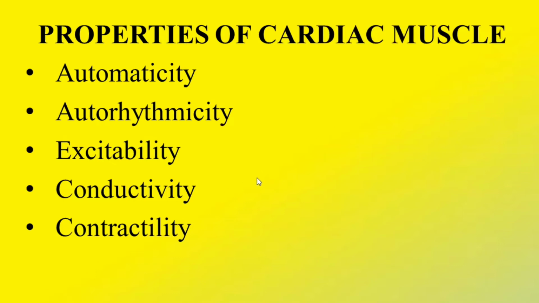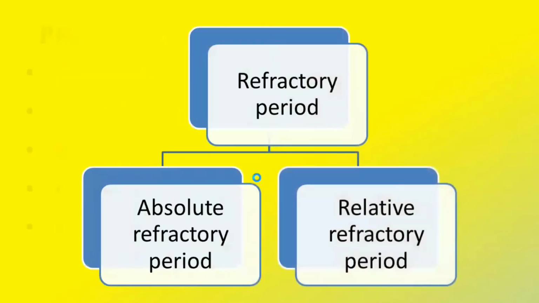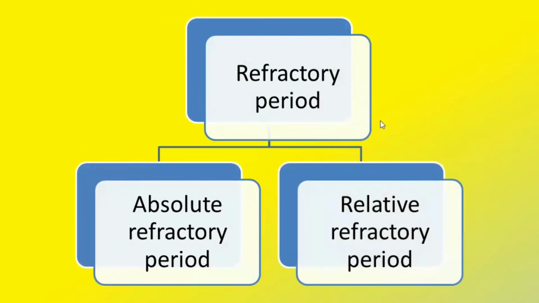What is cardiac muscle? It is a type of muscle which is present in the heart. What is the refractory period? It is a period during which activated muscle fibers do not respond to further stimulus. They are of 2 types. The first one is the absolute refractory period. During this period, the muscle fibers do not respond to any stimulus. And what is the relative refractory period? With a very strong stimulus, muscle fibers may respond.